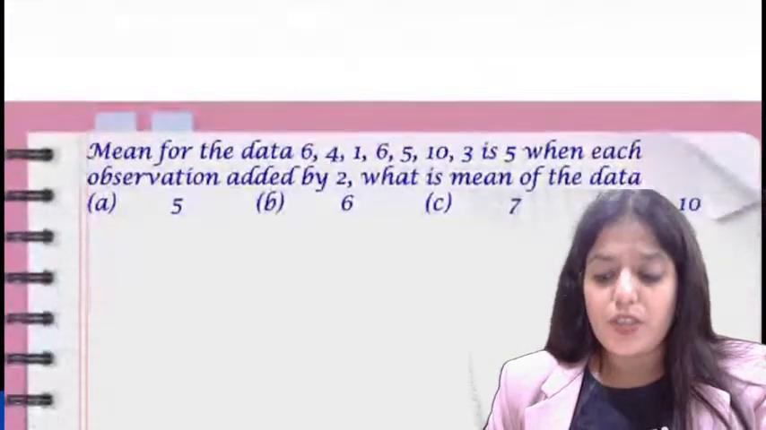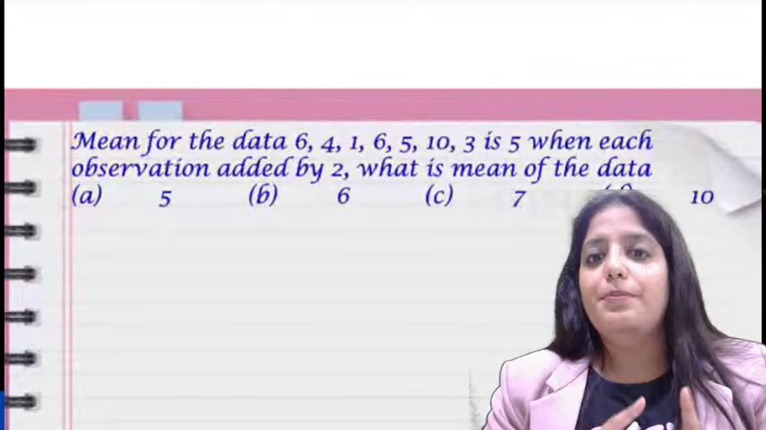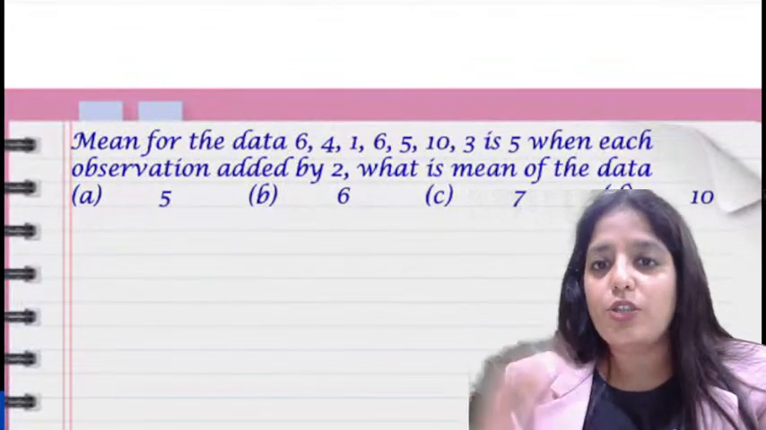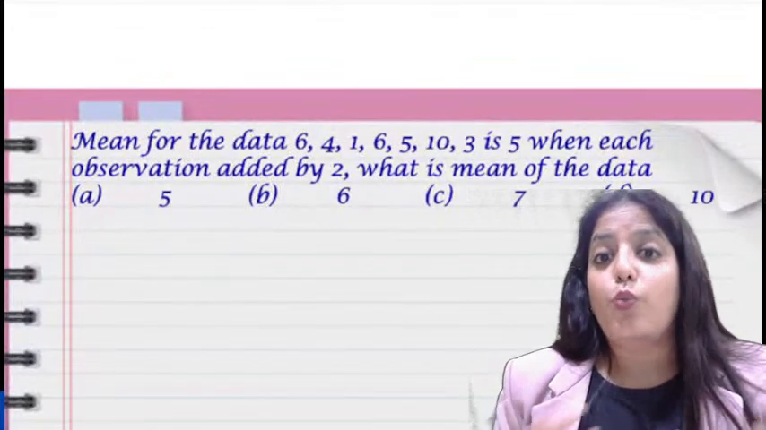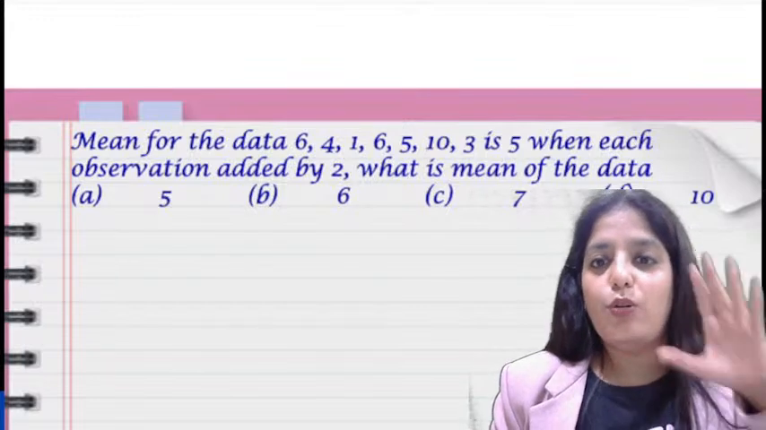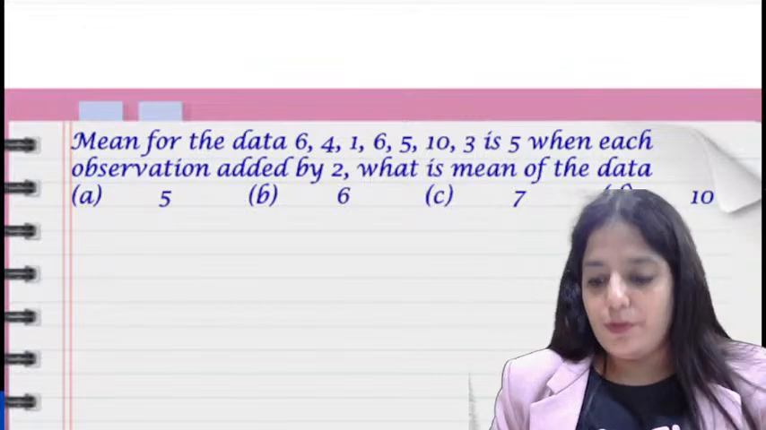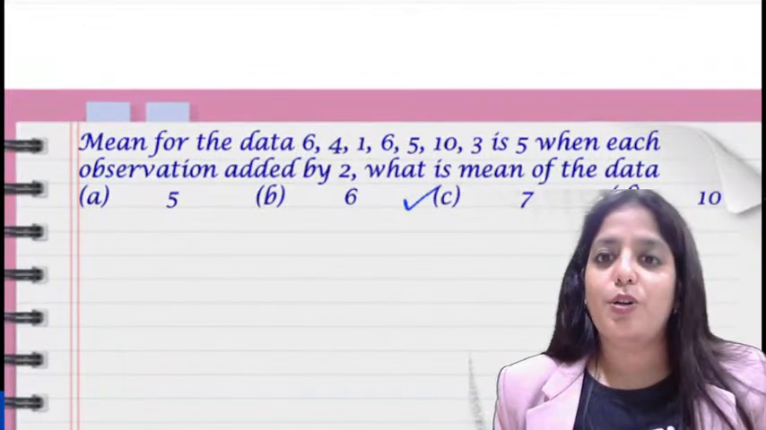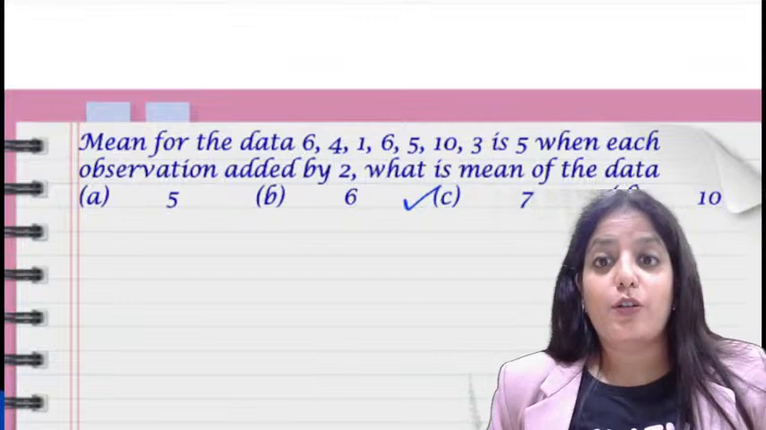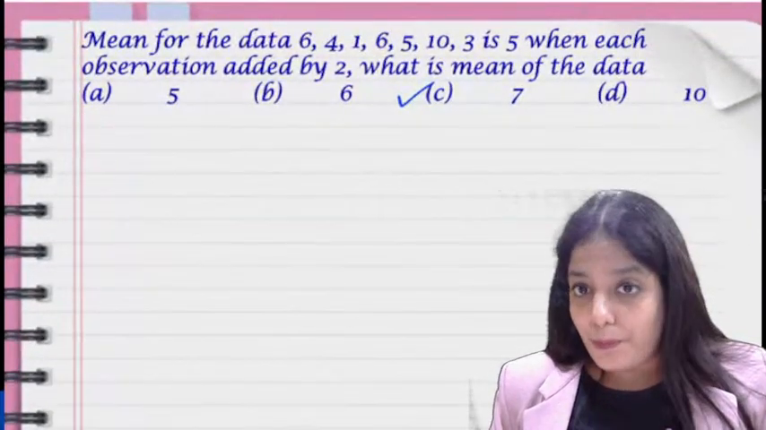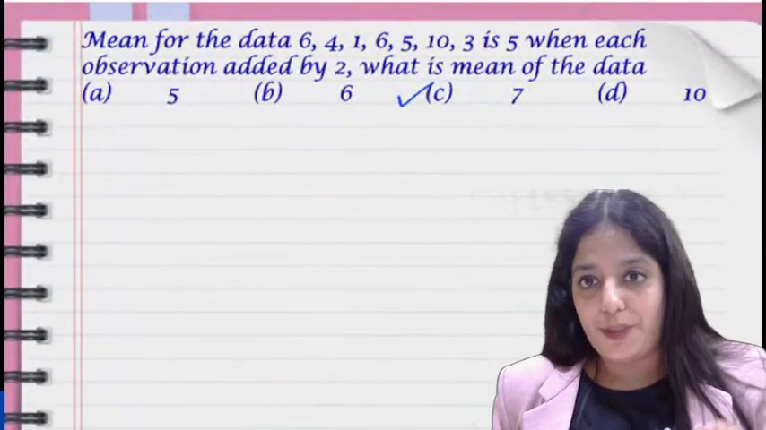So in this scenario, the mean is given as 5 and all the observations are increased by 2. So what will be the new mean? Simply, originally it was 5, it will also get added by 2. So the new mean would be 7. I believe the question is pretty clear in your mind, as well as the property.